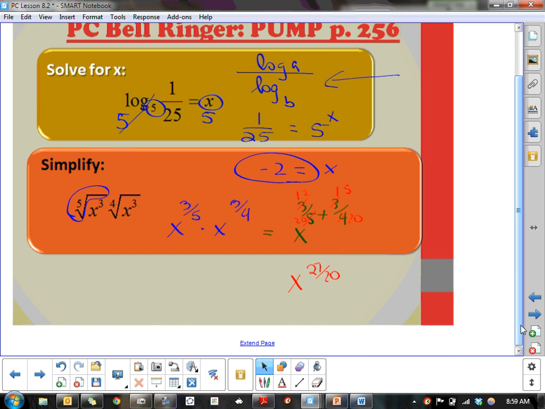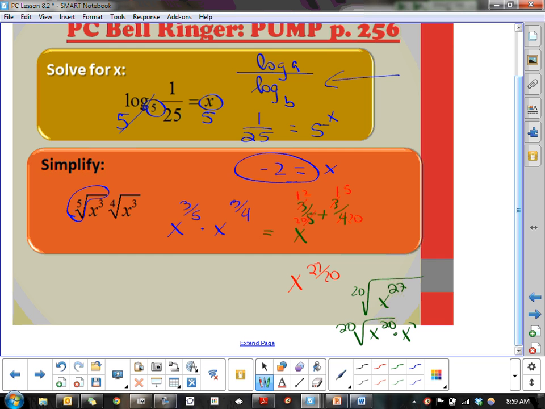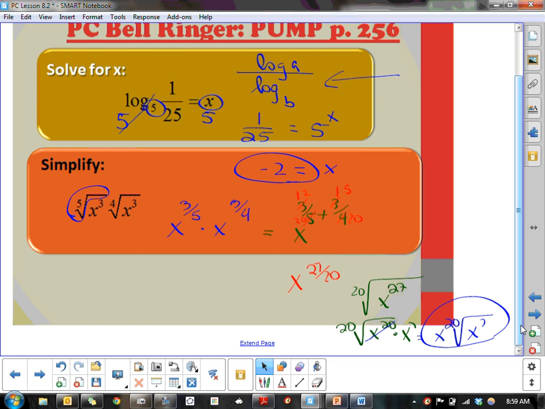Okay, then probably they're going to convert their answers back into radicals. So it's going to be the what root? 20th root of x to the 27. There are some perfect powers of 20 in there. So we want to write this as the 20th root of x to the 20, as an intermediate stage, times x to the 7. Which means the 20th root of x to the 20 is just x times the 20th root of x to the 7. That there is your final answer.